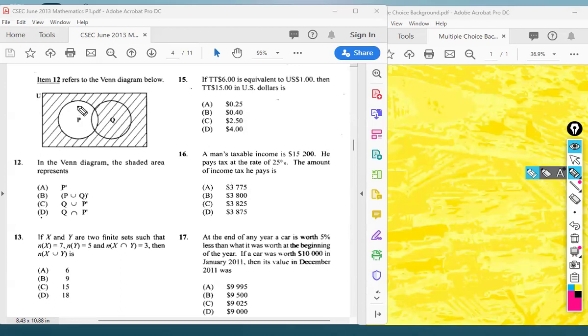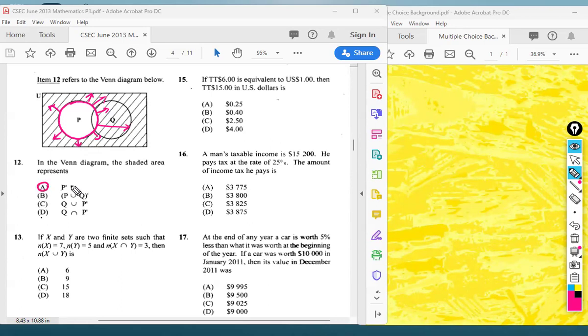Now, look at number 12, right? You will notice that if I'm circling the whole P circle, is anybody inside the P circle shaded? No. If you look at it, everything but the P circle is shaded. Everything outside the P circle, but everyone inside that P circle is untouched. So the answer has to be A.